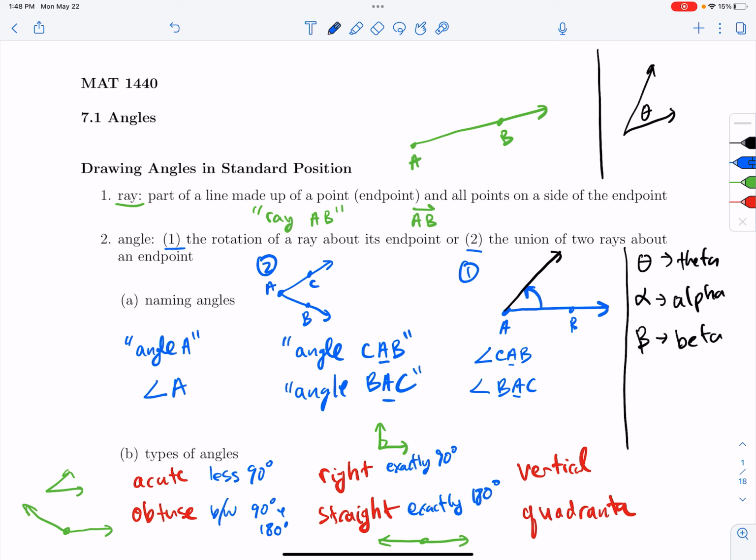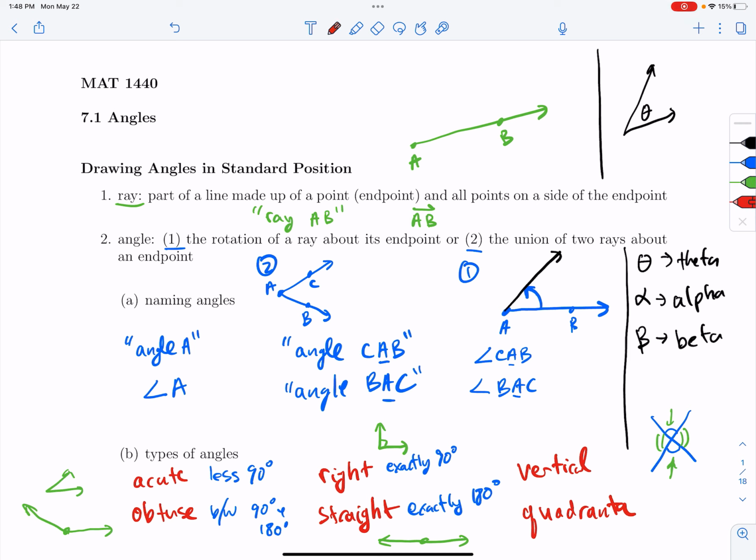Vertical angles, those measure when we have two intersecting lines, and these angles here and here are vertical. So vertical angles are angles that are across a vertex from each other. These green ones are also vertical. And vertical angles are always equal to each other. So this angle and this angle, those are vertical, and those are equal to each other.